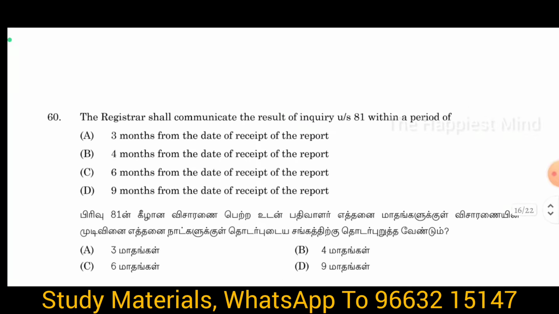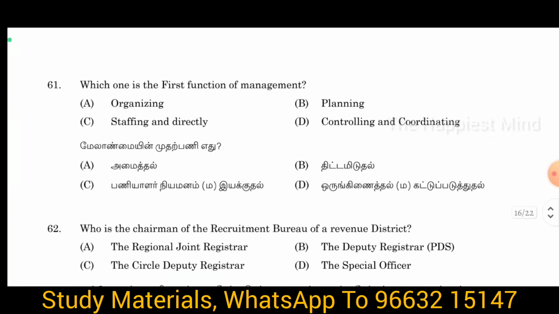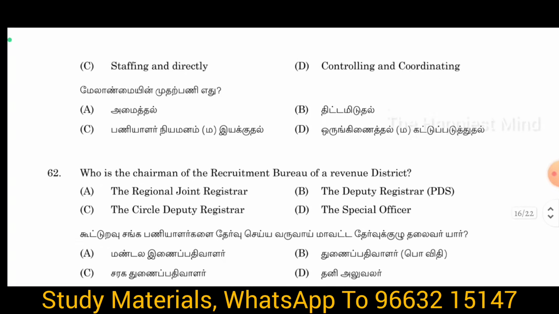Next, question 60. The registrar shall communicate the result of inquiry under Section 81 within a period of dash. Answer is option A, 3 months from the date of receipt of report. Next, question 61. Which one is the first function of management? Management oda first function என்னதுன்னு கேட்டிருக்காங்க. Answer பார்த்தீங்கன்னா option B, planning. Planning will be the first function of management.